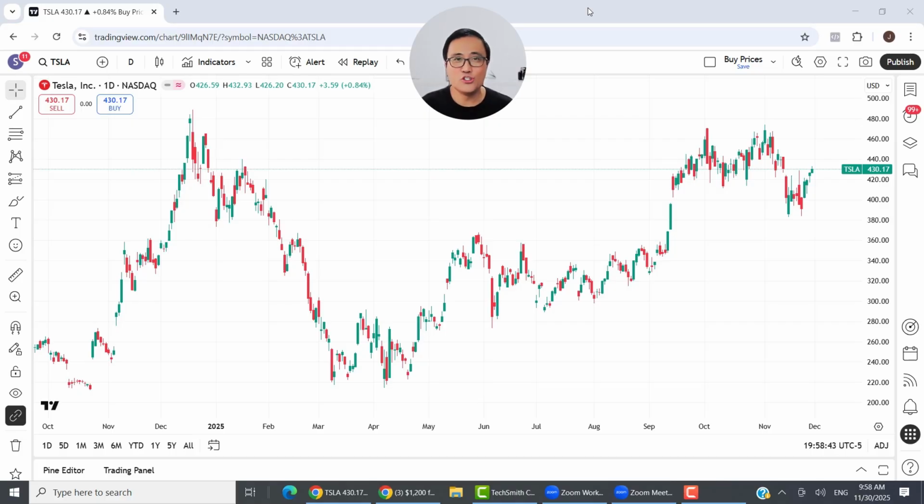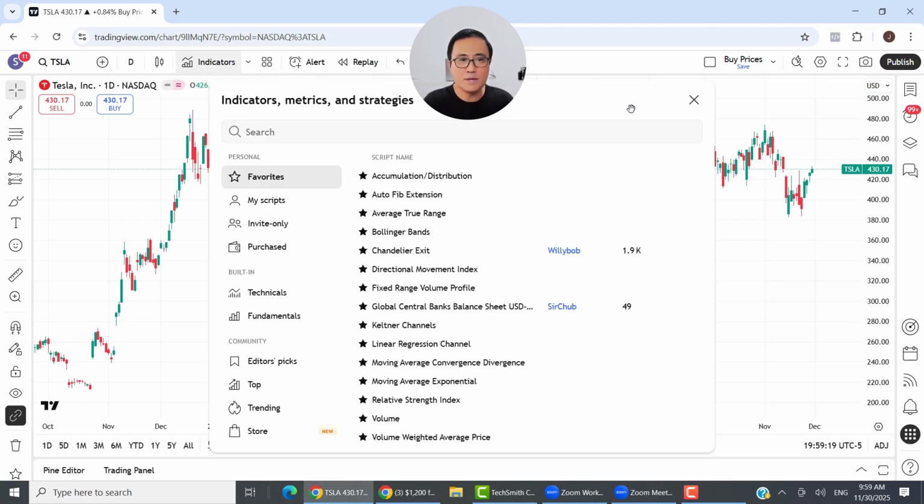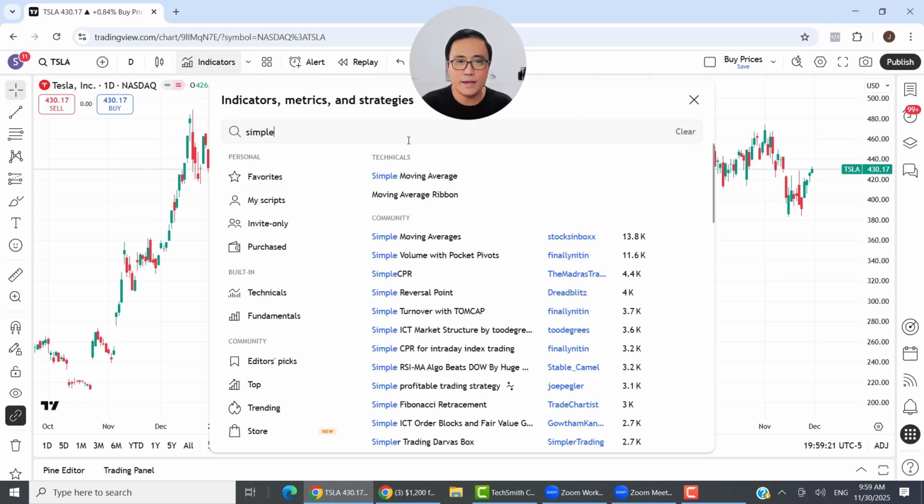We're jumping into the chart for Tesla, and we're looking at the daily. And let's jump into understanding simple moving averages. First thing, let's draw it on the chart. Go to indicators, and you can just type in simple, and you'll see simple moving averages. I'm going to add the 5, the 20, the 50, and 200, four of those, and I'll explain what those different numbers mean. 1, 2, 3, 4.